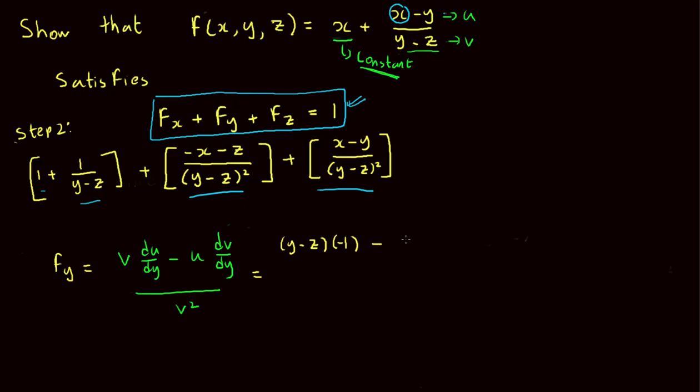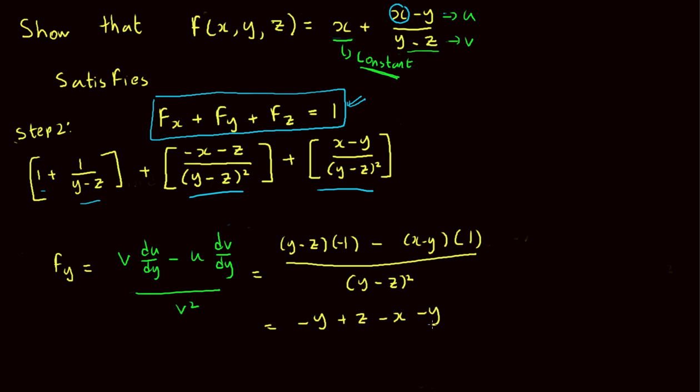Minus u dv dy is just simply 1. And v squared is just simply y minus z squared. That's where a mistake is actually. So you got negative y plus z, minus x minus y. Sorry, plus y, my bad. Over y minus z squared. So you can see my mistake actually was a sign mistake. I forgot to pay attention to the correct sign.